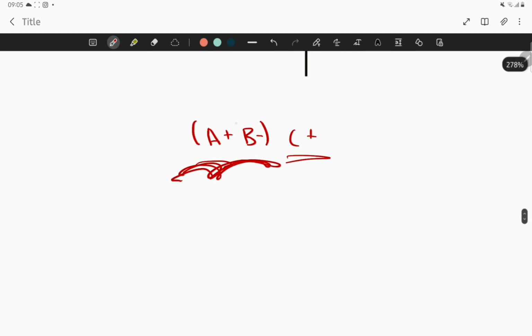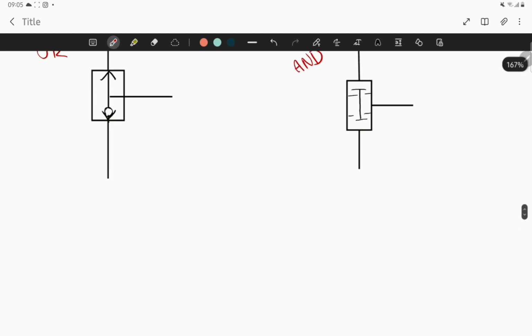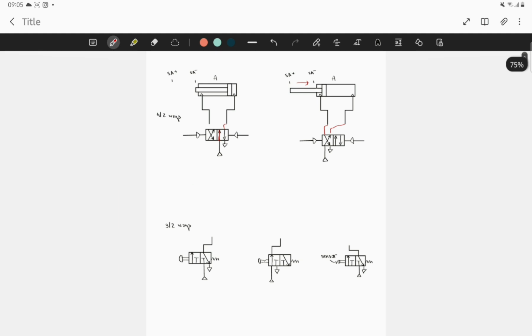So you're going to have to have two sensors, one for A plus and one for B minus, and these sensors will be connected by an AND. It's weird like this, but the signal of both of them connected by an AND will activate your movement of C plus. So it's basically that. And also a lot of things in the step-by-step use AND, but I'm going to explain it later. So it's basically this.